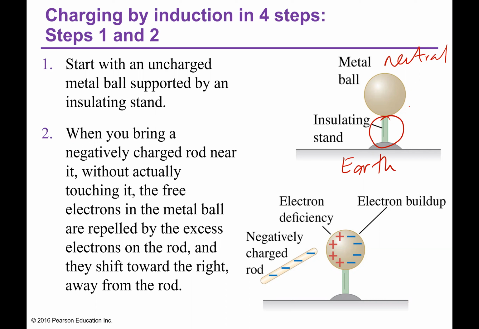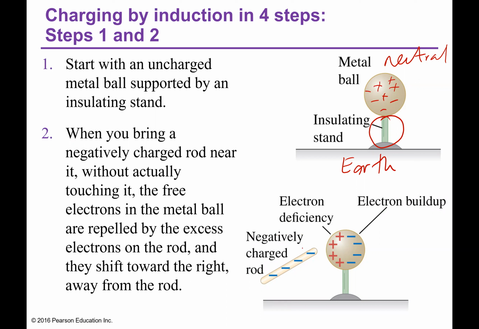Now, what we're going to do here is this. I'm going to bring another negatively charged rod. Remember, right now, this ball has an equal amount of positive and negative charges, and they're randomly distributed, like that. So what I'm going to do is bring a negatively charged rod, and I'm not going to touch the metal ball. I'm just going to bring it close, but not physically touch those two.